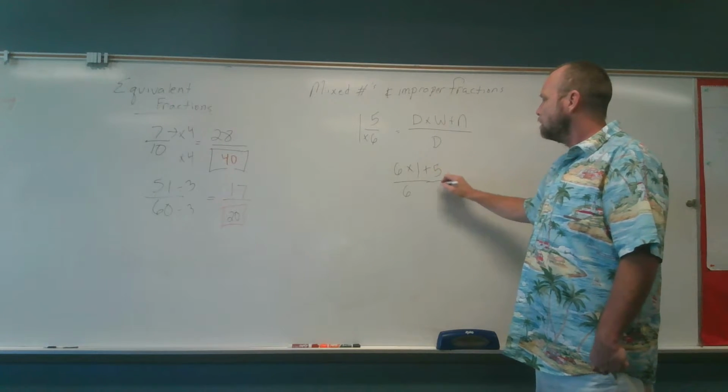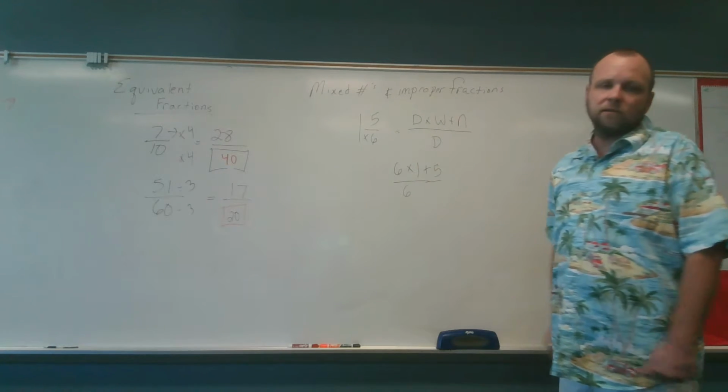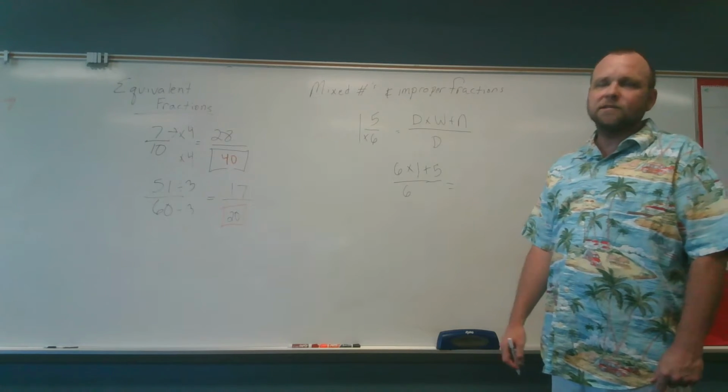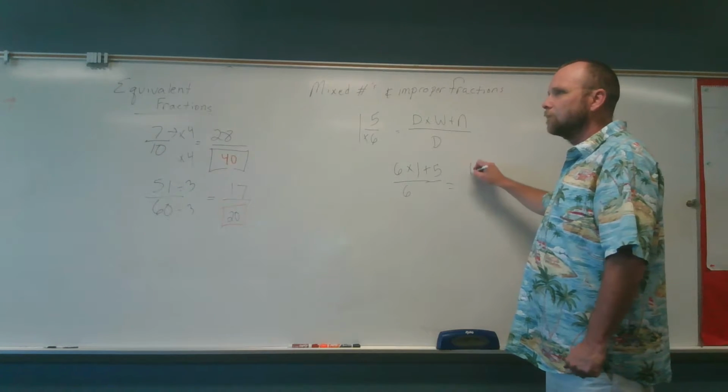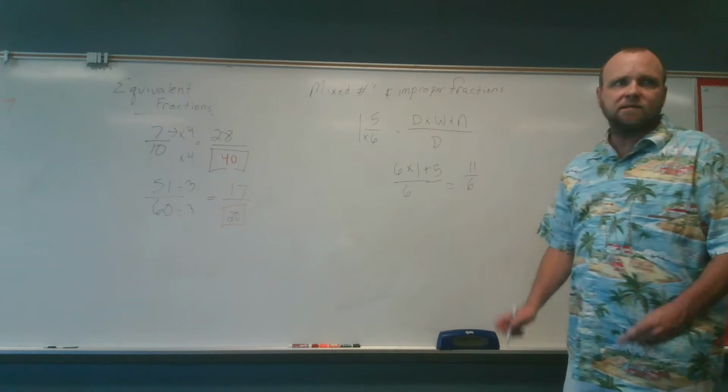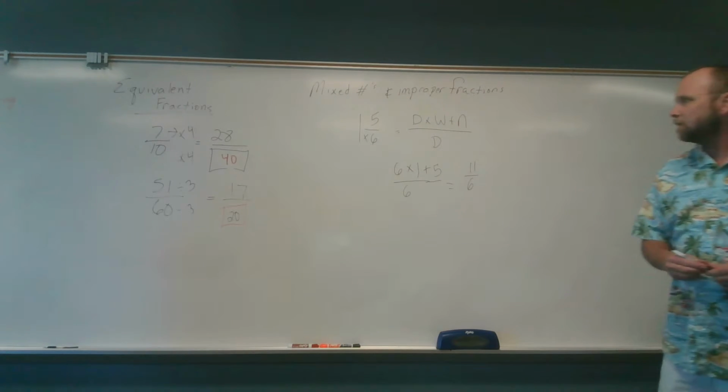So what's 6 times 1? 6. Plus 5. 6 plus 5. That's 11. So the answer is 11 sixths.